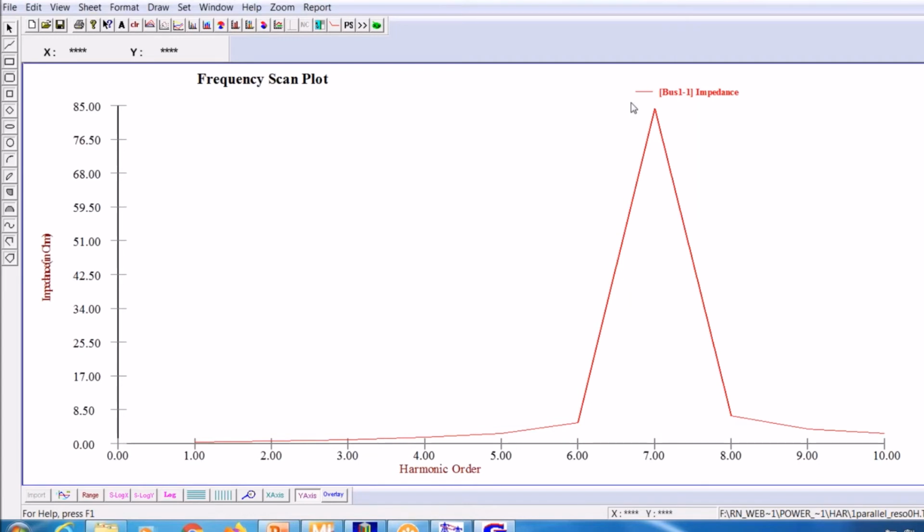Whenever you see a minimum impedance, that is a series resonance condition. Whenever you see a maximum impedance, that corresponds to the parallel resonance condition, which implies that in this system, at the seventh harmonic, there is a resonance condition, that too a parallel resonance condition.